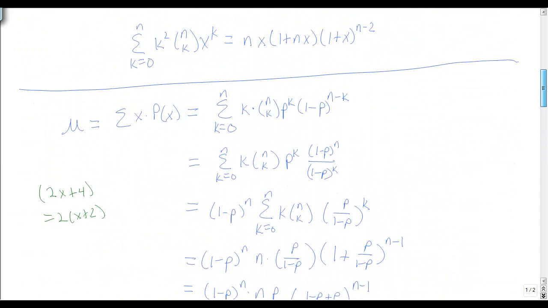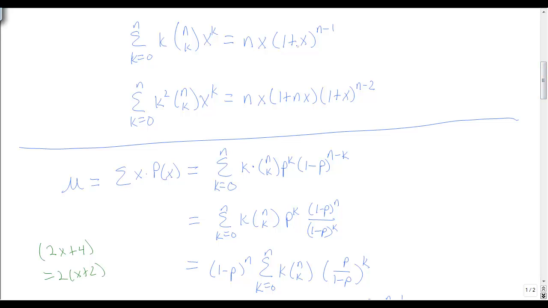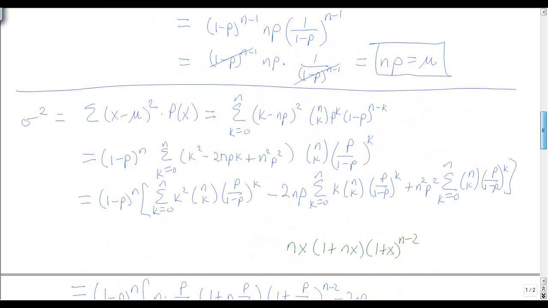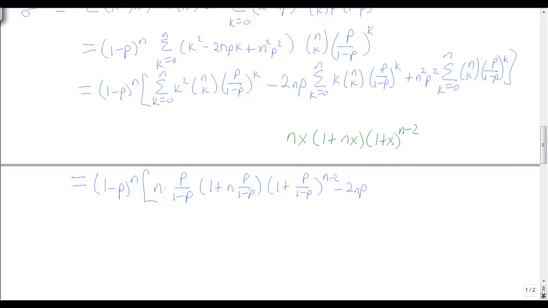If we go up here again, that formula is nx times 1 plus x to the n minus 1. Let me write that here: nx times 1 plus x to the n minus 1. That should be the summation here, but x is p over 1 minus p. So what we get is, with the 2np out in front, n times p over 1 minus p, so nx, and then 1 plus p over 1 minus p to the n minus 1.